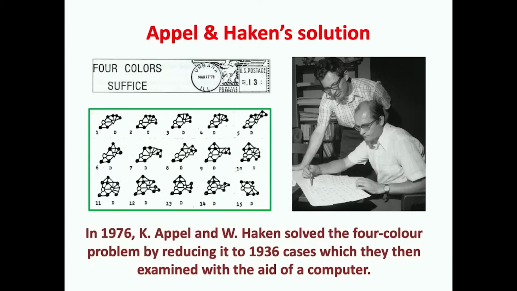You can see that they've used graphs rather than maps to solve it. Well, they actually managed to solve it with the aid of a computer by reducing the whole problem to just 1,936 different cases, which they had to analyze one at a time. In fact, they later managed to cut it down to a mere 1,482, but it was the first major problem in mathematics which needed the aid of a computer to solve it.